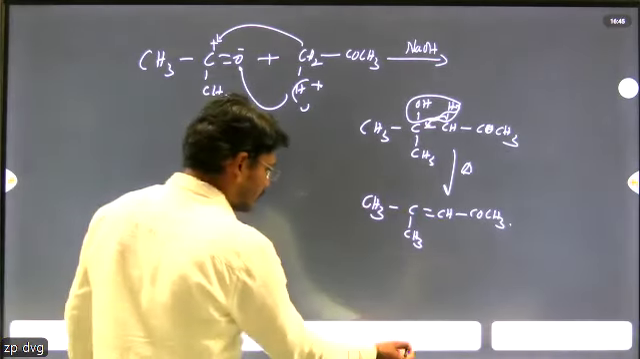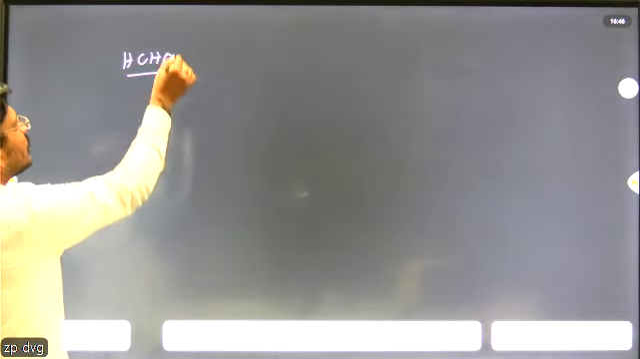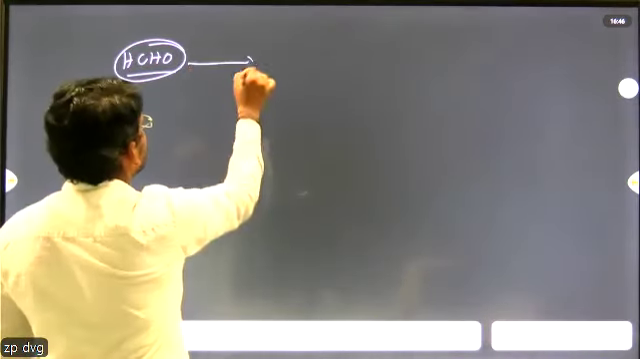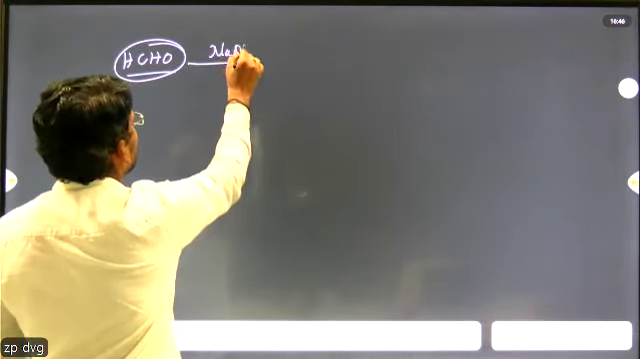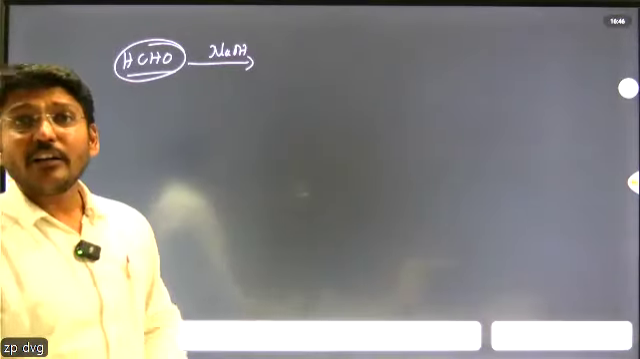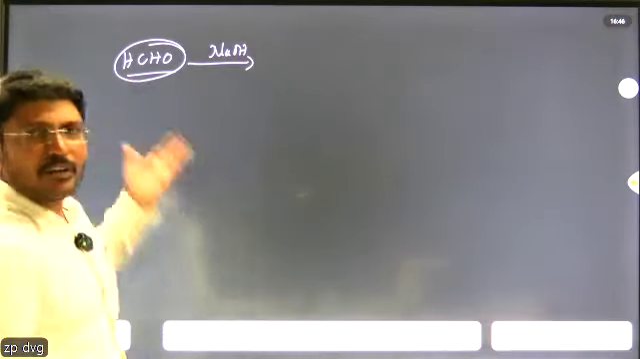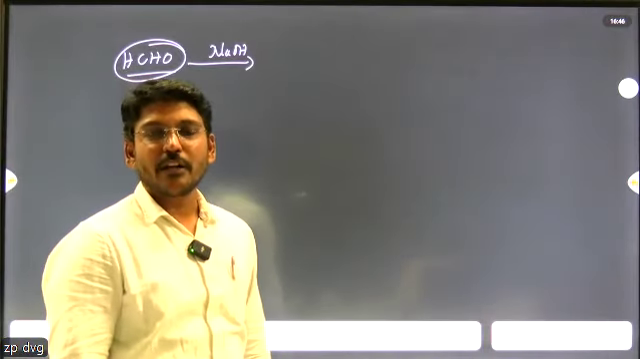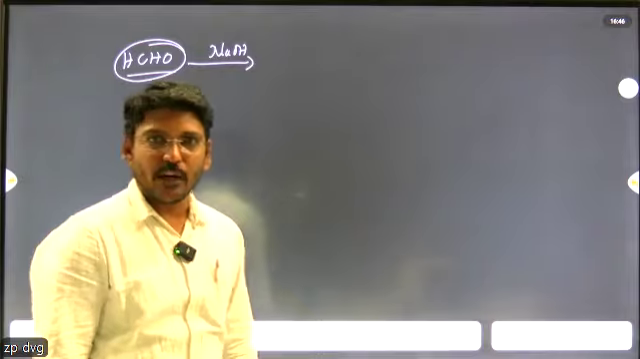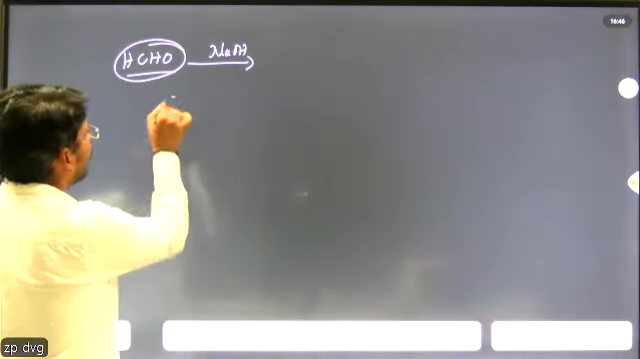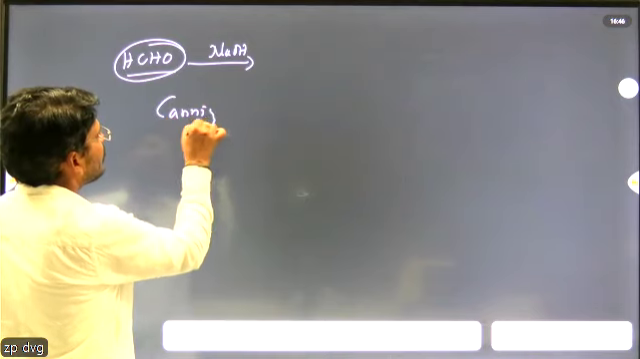Next, if you observe formaldehyde, HCHO, it never undergoes aldol condensation. When this component reacts with NaOH, it never undergoes aldol condensation. Why? Because this component does not contain any alpha hydrogen atom. Without an alpha hydrogen atom there is no aldol condensation. If it does not contain an alpha hydrogen atom, it compulsorily undergoes the Cannizzaro reaction.